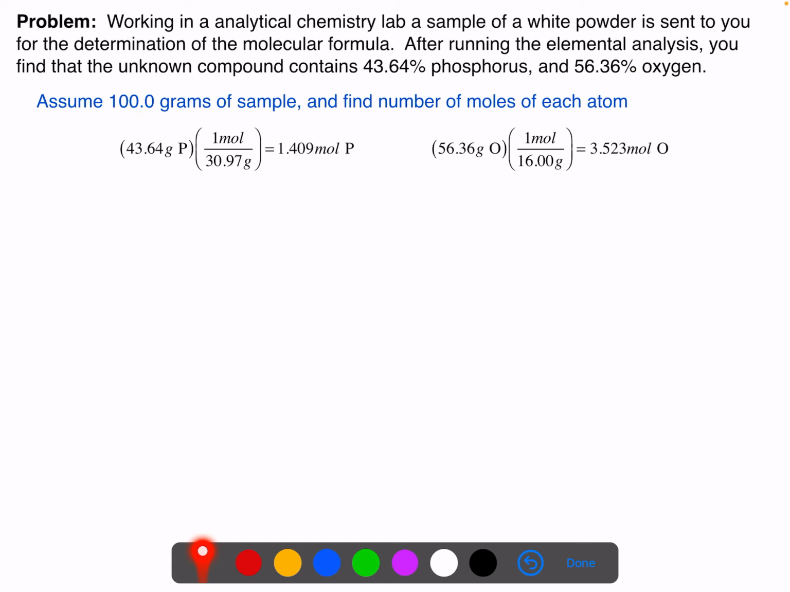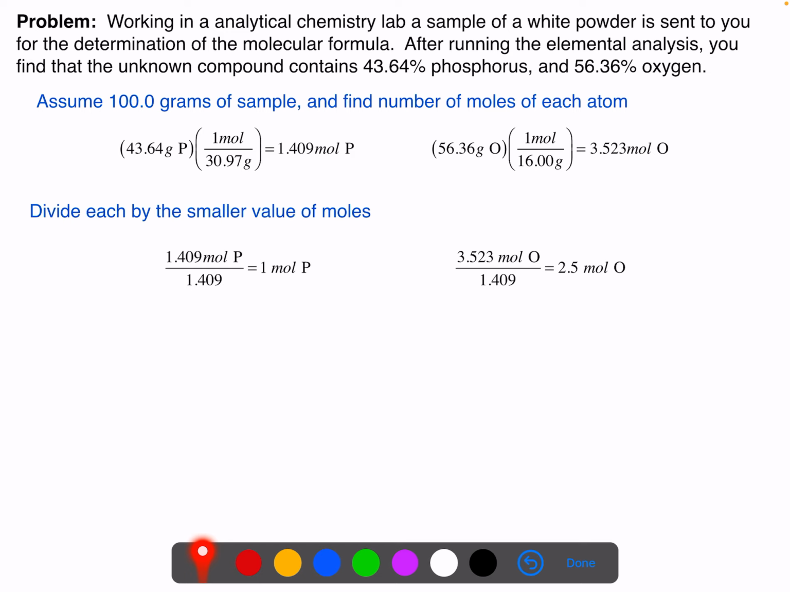Once we assume 100 grams, we can calculate the number of moles of each atom, right? Because if we know there's 43.64 grams of phosphorus, we can divide by the molar mass of phosphorus and find out there's 1.409 moles of phosphorus, right? All I did is grams to moles. So both of these conversions are nothing more than grams to moles. So now I know how many moles of phosphorus are present and how many moles of oxygen are present.